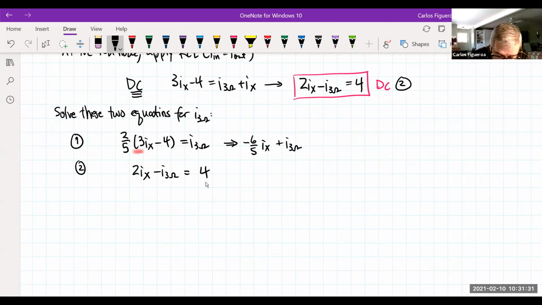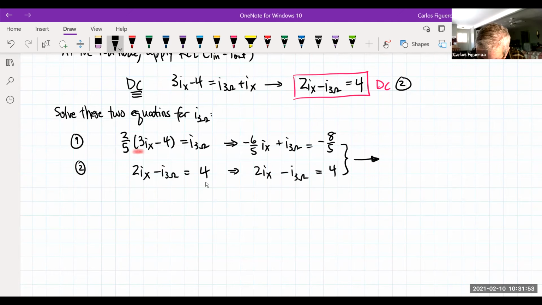So I'm going to get negative 8/5. And then I have 2Ix minus I3 ohm equals to 4. So those are my two equations right there. So I got to solve these guys here. If I solve this equation, what you're going to find is that I3 ohm is 2 amps. And that's what my current is running through that 3 ohm resistor.